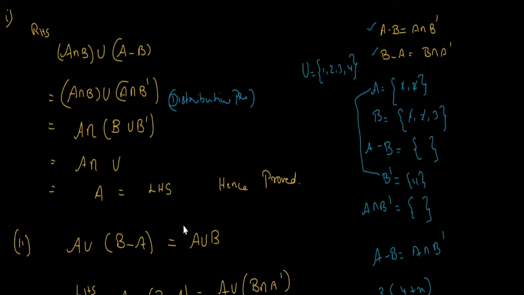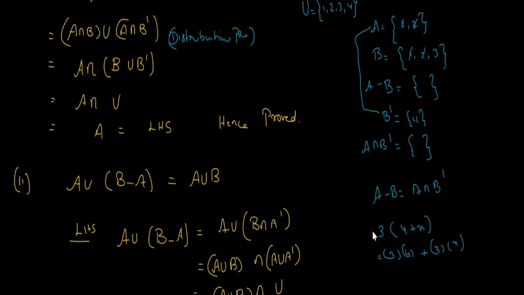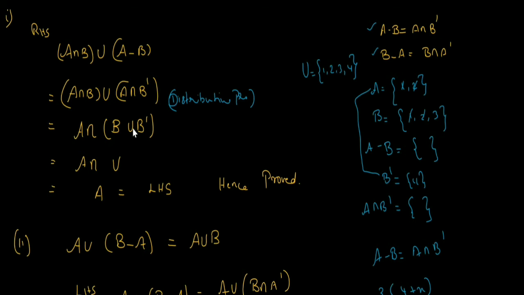Okay, A intersection B union A intersection B dash is like the same here. 3 into 4 plus 3, you write the plus sign in the middle. Same thing here: A intersection B, the union will come in the middle. So it is your distributive property. We have used the distributive property here.